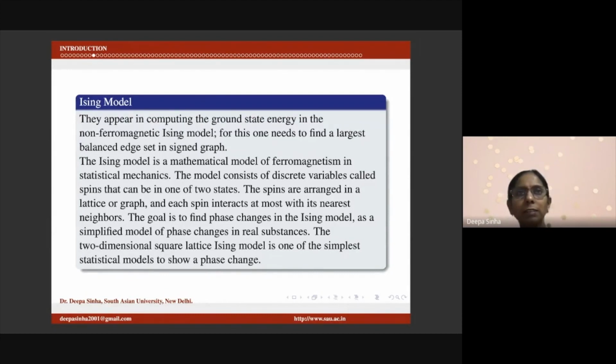So the largest balanced edge set is what needs to be found in this one. There are algorithms by which you can find it out.